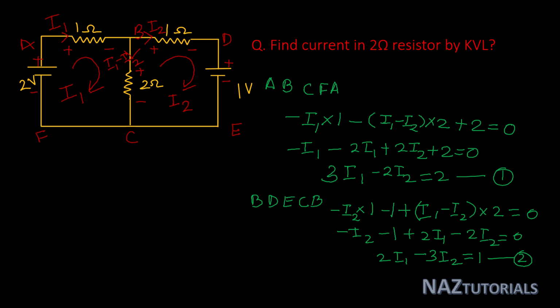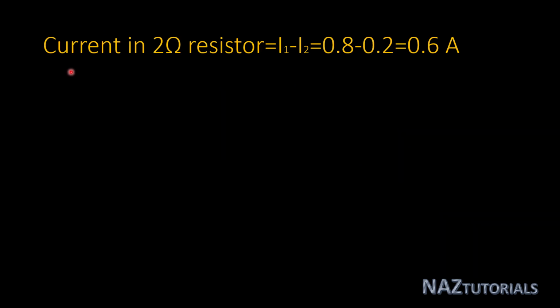So solve these two equations, you will get the answer. I1 equals 0.8 ampere and I2 equals 0.2 ampere. Now this is the basic concept of applying KVL in a circuit. So the current in the 2 ohm resistor, that is I1 minus I2, is 0.6 ampere.